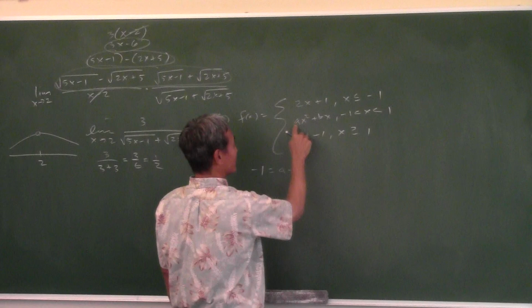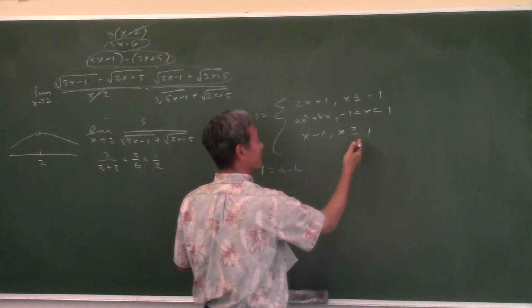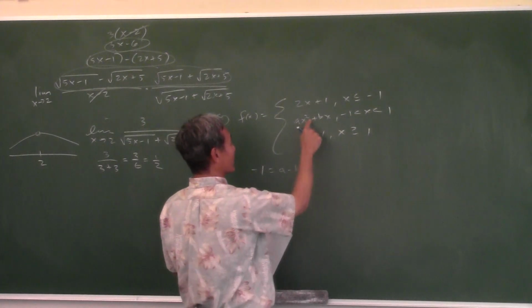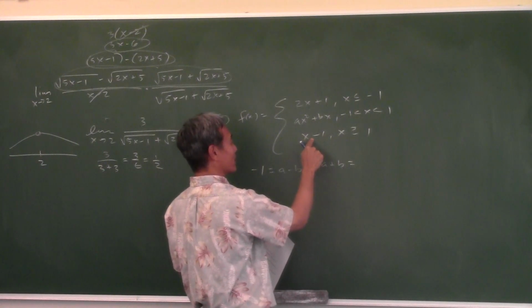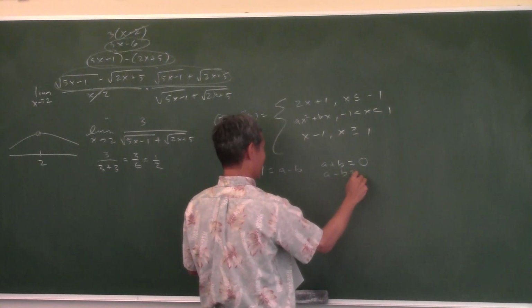Okay. And then where do the second and third pieces meet? At 1, right? You got to look at this thing over here. So if I plug in 1 here and 1 there, you got to get the same number. So plug in 1 here: a plus b. And that's got to equal, plug in 1 here, 0.